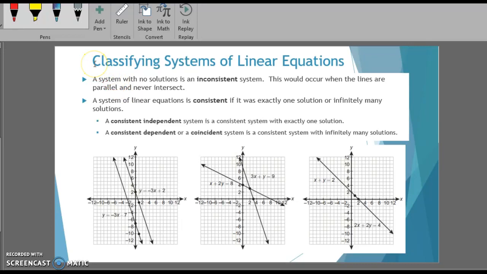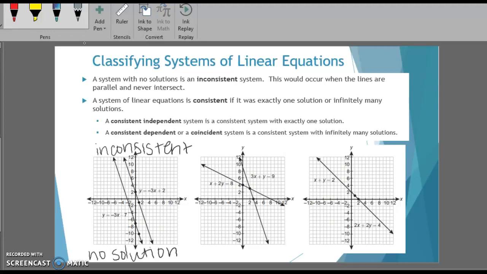All right, so sometimes, I only have 15 minutes to do this, so I gotta make it go really fast. So a system with no solutions is an inconsistent system. This would occur when the lines are parallel and never intersect. So inconsistent would be this guy right here. No solution, because the lines never intersect.